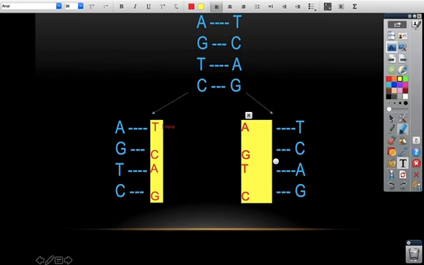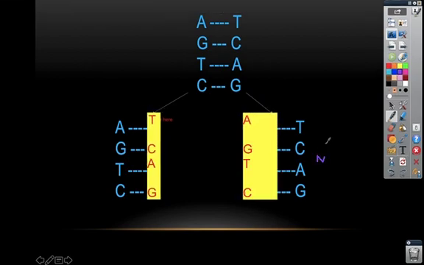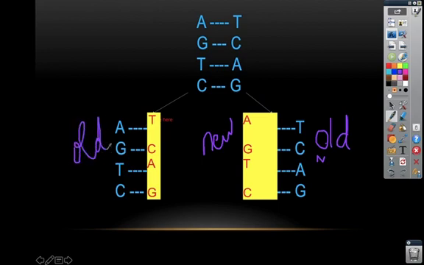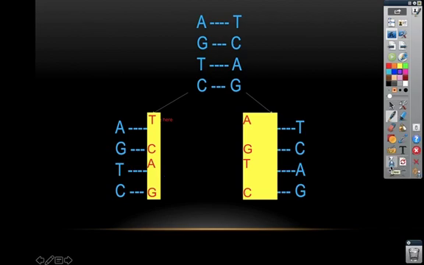So this process, remember, is said to be semi-conservative, half old, half new. So on the outside of your molecule, put old, and on the inside put new. So half old and half new. So semi-conservative, half old, half new. Make sure that you know your base pairing rules. So A always pairs with T, G always pairs with C.